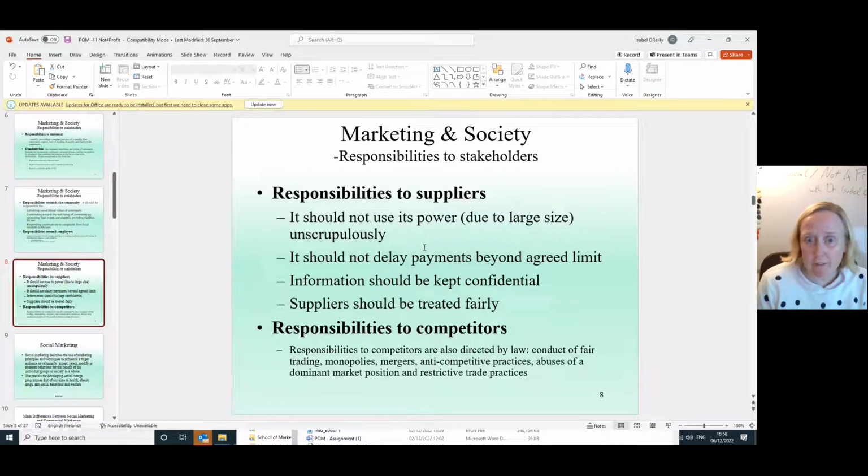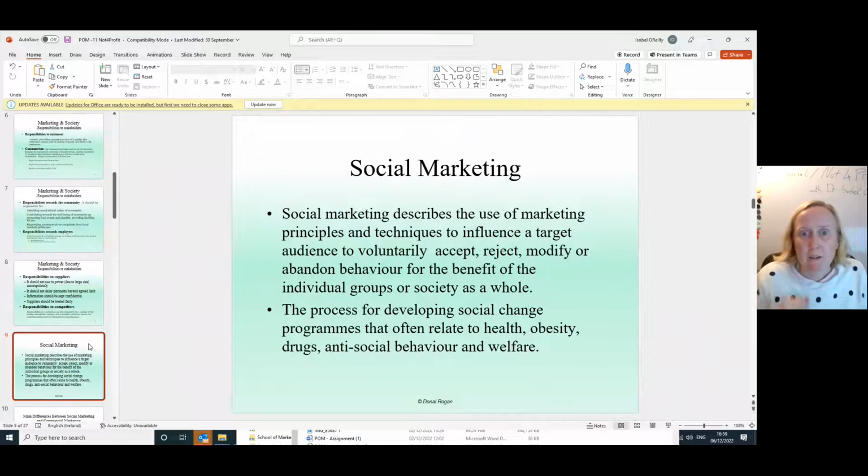Responsibilities to competitors, you would wonder, well, why, we're competing with them, but responsibilities to competitors are also directed by law. So there are certain things we just have to do. Conduct of fair trading, monopolies, mergers, anti-competitive practices, abuse of dominant market position, and restrictive trade practices. Those are all elements that are legislated for.